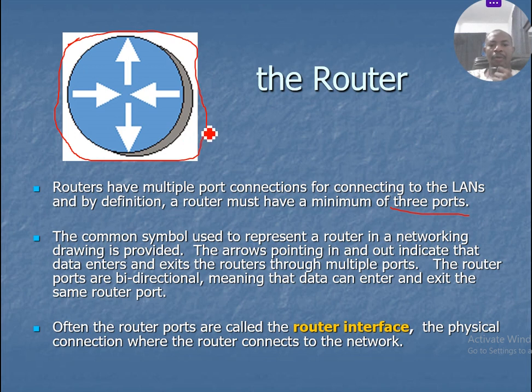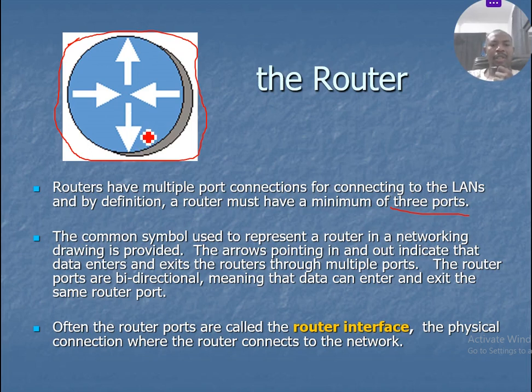Then we say the arrow pointing in and out indicates that the data enters or exits through this route, to enter the router through this multiports. So this arrow is showing that data is entering a router. This one also shows data is entering a router. This one is showing that data is exiting a router. And this one is also showing data is exiting a router.